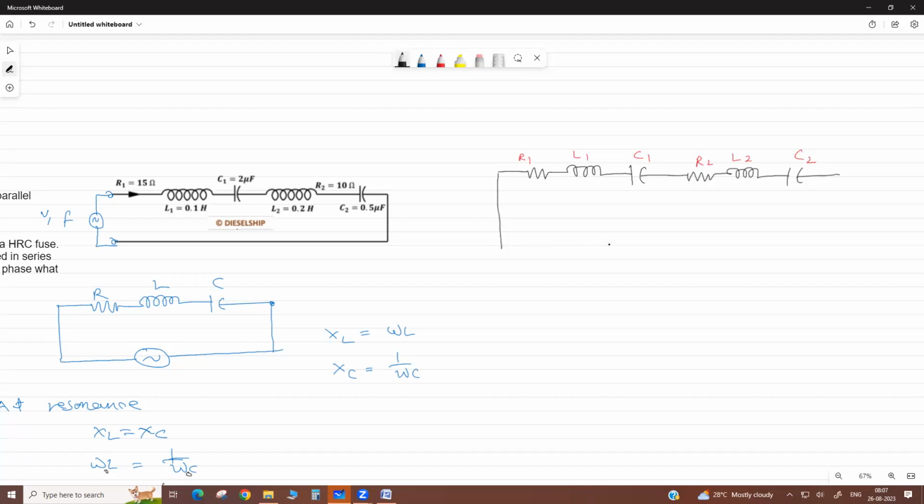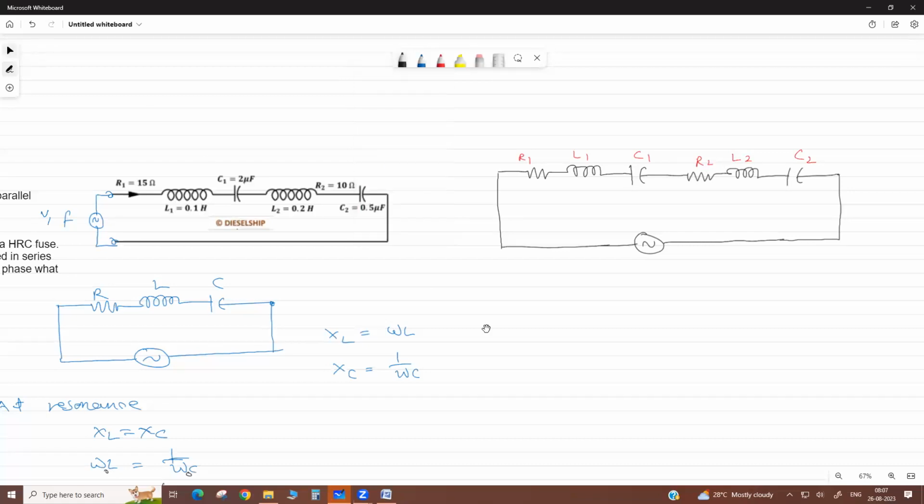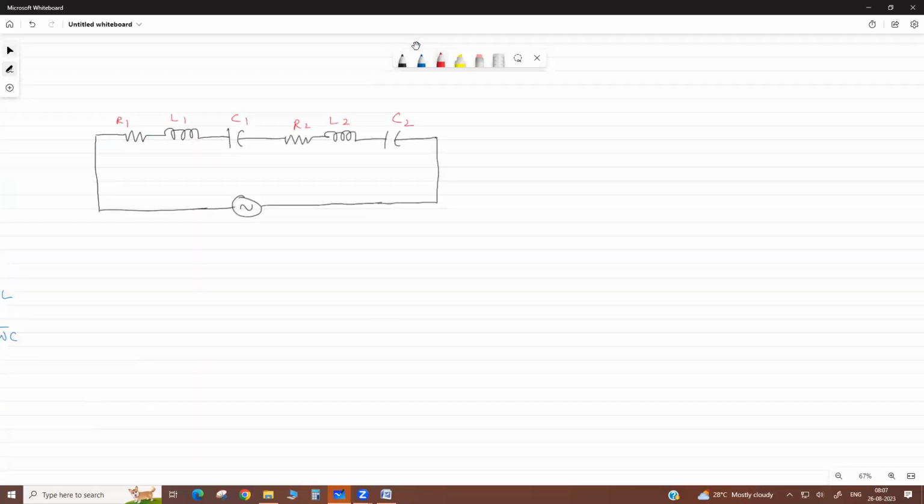Now if you apply a potential here, first we calculate the total, because there are 2 resistances in series, 2 inductors in series, 2 capacitors in series. So you have to find their equivalent. Series and parallel, I will also explain this. If 2 resistances R1, R2 are in series, then total resistance R equals R1 plus R2.